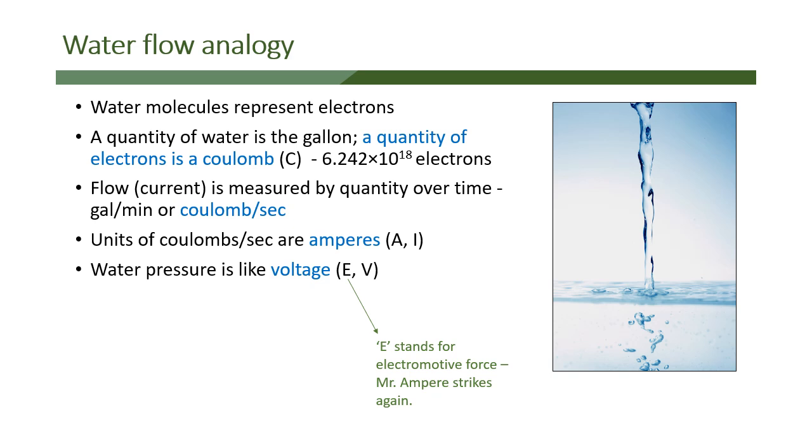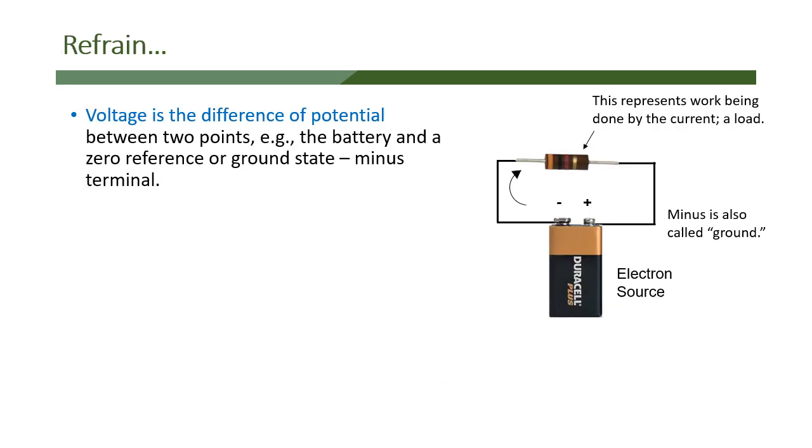And again, the E stands for electromotive force, and that term was coined by Mr. Ampere, who the amp is named after, about 100 or so years ago. So let's go back and remember that voltage is a difference of potential between 2 points, for example, the battery and a zero reference or ground state, or a minus terminal.